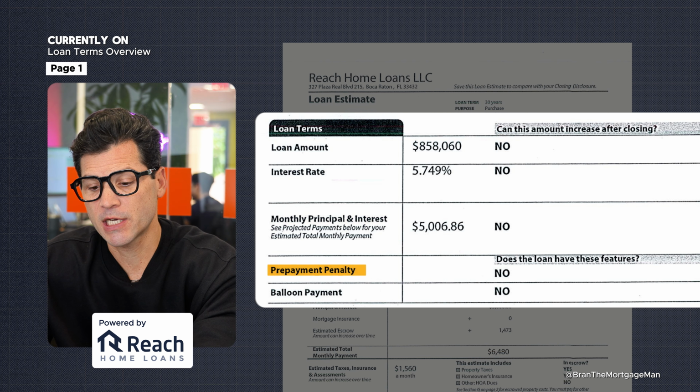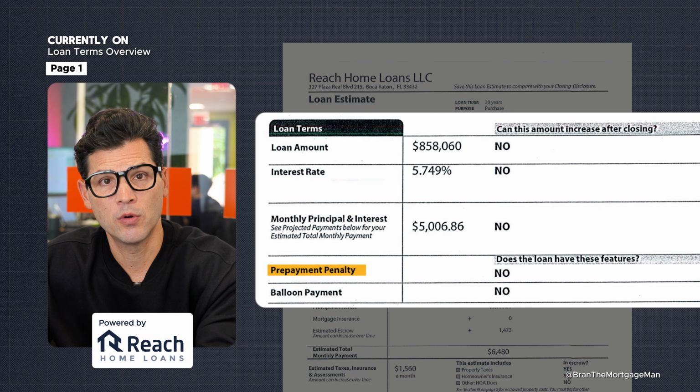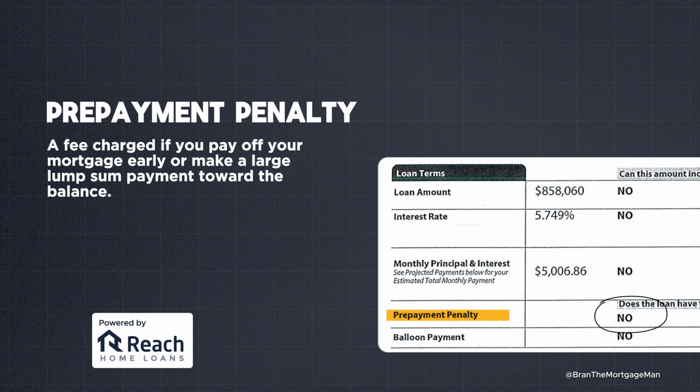Just below that, you have a section for prepayment penalty. It's got no. A prepayment penalty, which conventional, FHA and VA loans should not have, means that you'd be penalized for paying a lump sum toward the balance on the mortgage at any time, or paying the loan off early, if you were in a position to be able to do that.